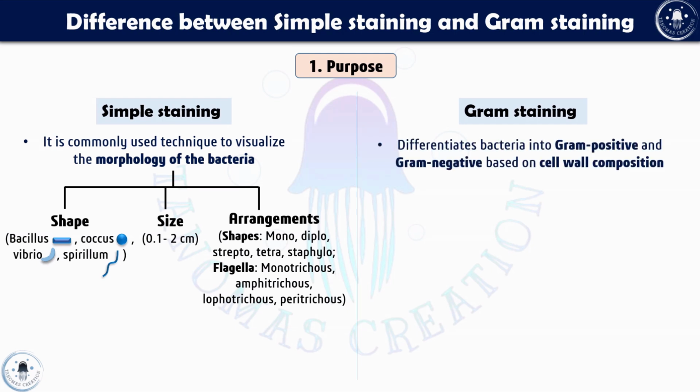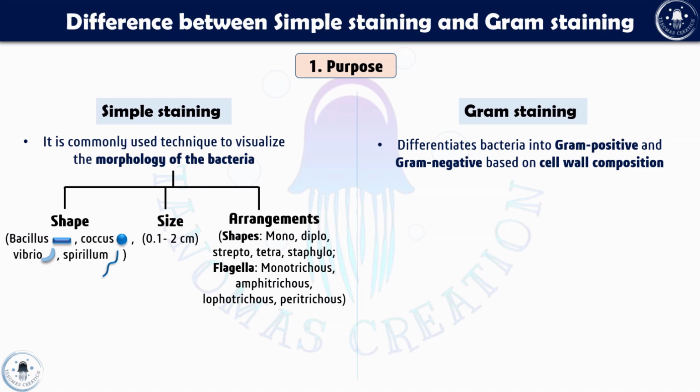Whereas gram staining is a type of differential staining method. It differentiates bacteria into gram positive and gram negative based on cell wall composition. Here the cell wall composition is a structural visualization, so gram staining helps us do the structural visualization of the bacteria. Based on the cell wall composition, it divides them into gram positive and gram negative.